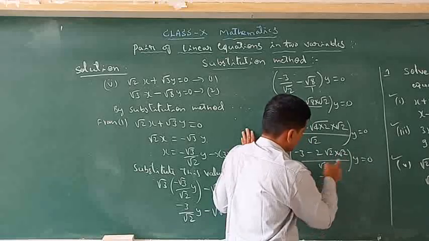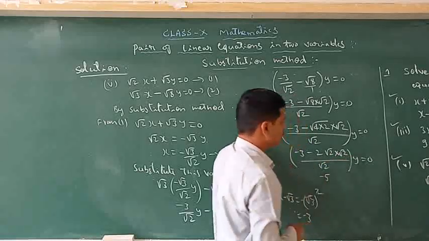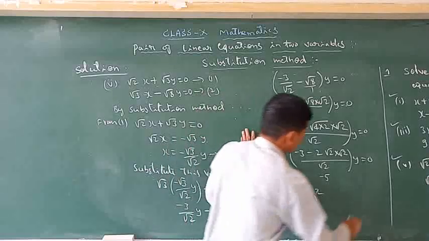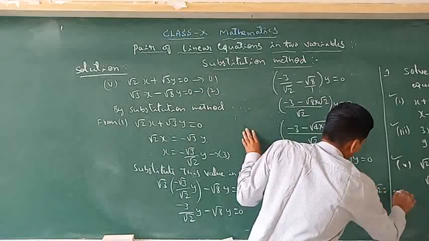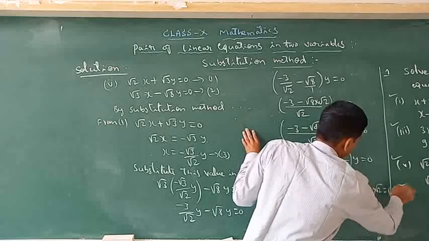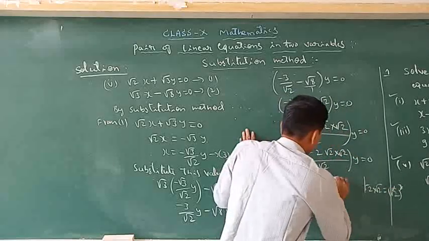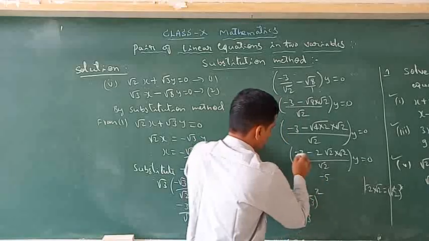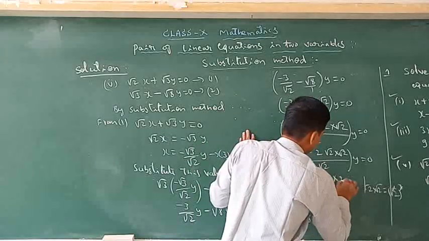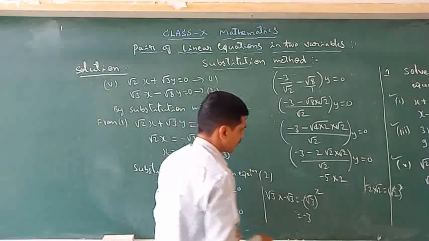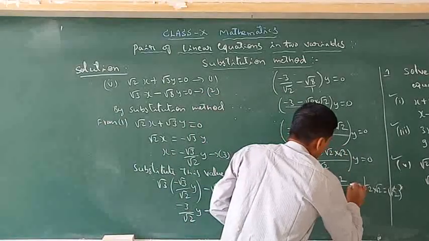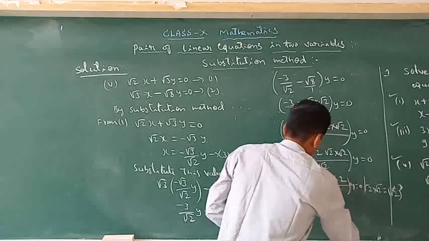No need to cancel this one and this one. Here it is root 2 into root 2, which becomes root 2 whole square, so the square and root get cancelled. Here it is minus 5 into 2, because the square gets cancelled, divided by root 2 into y is equal to 0.